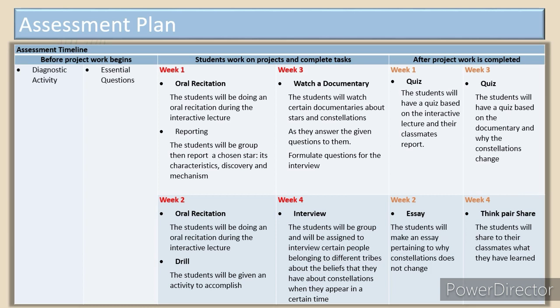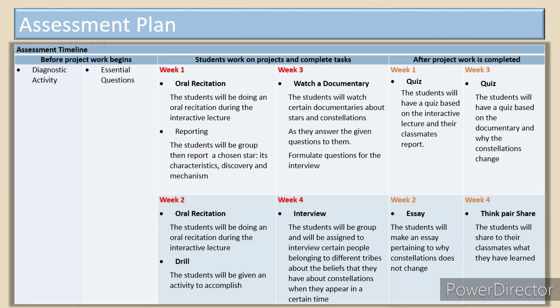Then week 2, oral recitation still during the interactive lecture and drill. So the students will be given an activity to accomplish. Week 3, the students will watch certain documentaries about stars and constellations as they answer the questions given to them. Then they will also formulate the questions for the next activity, which is the interview.